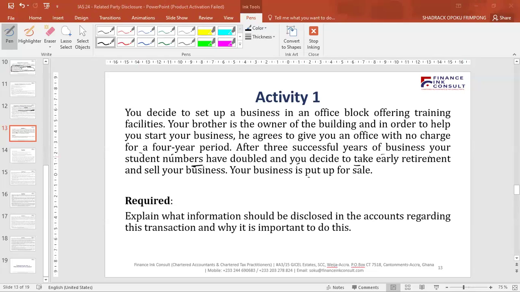Okay. So the way my mind is processing this, it could be a successful business only because rent was not paid for the 3 years that the business was in operation. Yeah, it's possible. Just that it doesn't answer the question. What information should be disclosed? I think it's the relationship thing, no?